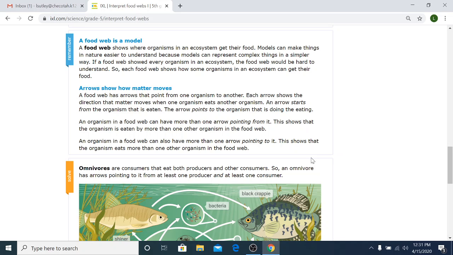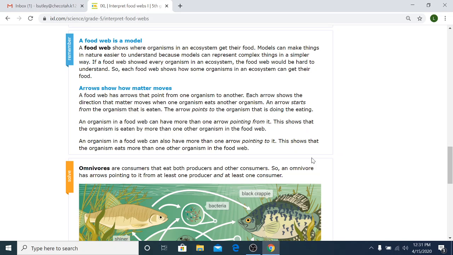Arrows show how matter moves. A food web has arrows that point from one organism to another. Each arrow shows the direction that matter moves when one organism eats another organism. An arrow starts from the organism that is eaten. The arrow points to the organism that is doing the eating.